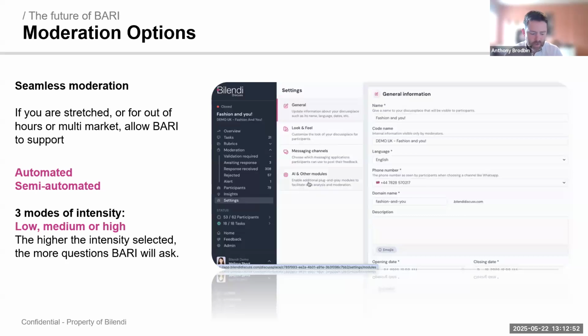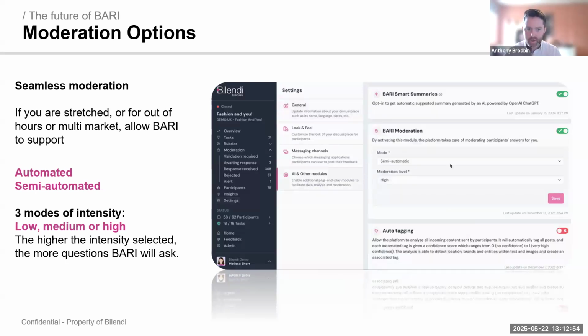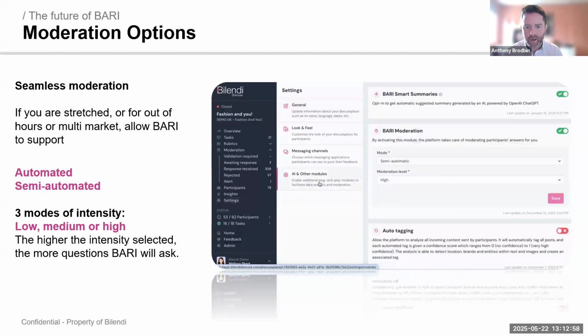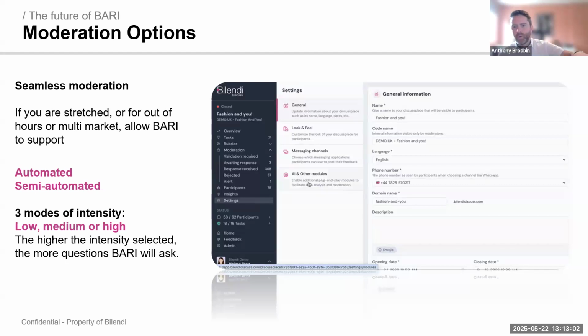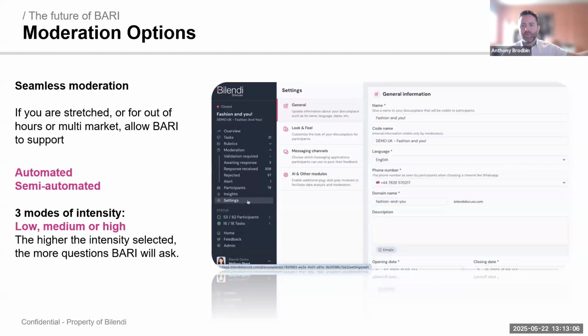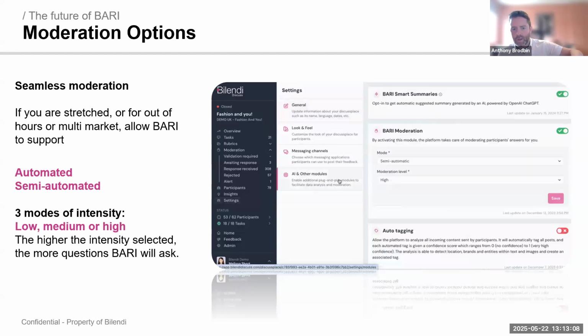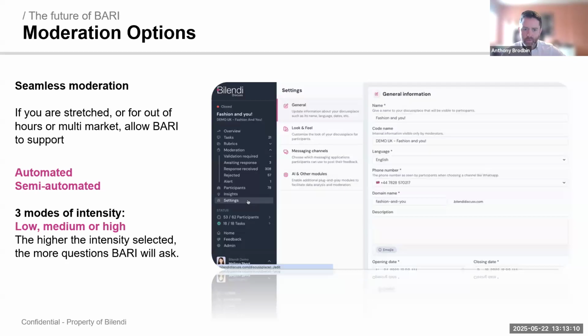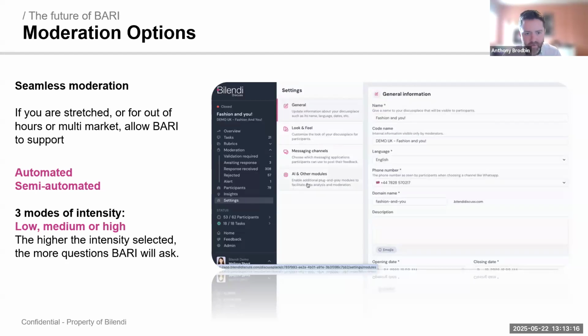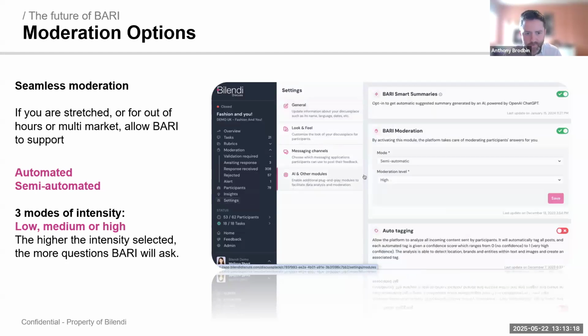If you want to go automated, which is where Barry will moderate live in the moment, you have different levels of intensity, low, medium, and high, which is all about the frequency of the messages. Bear in mind, you might want to just turn Barry on to do moderation over the weekend, or maybe after hours, or maybe in markets where you don't speak the language and don't necessarily want to get language support. So this is all at your fingertips. You can use things as much or as little as you want, but that flexibility means it's all in your hands.